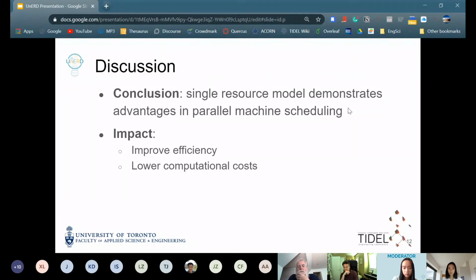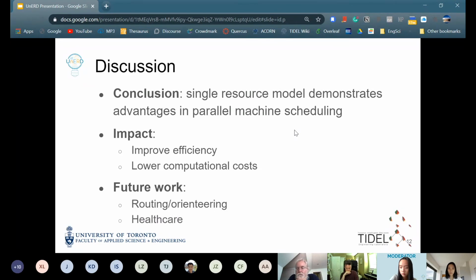With some analysis on our results and previous literature, we also suggest that the advantages of the single resource transformation will be more prominent in problems with similar setups as the EVRP. So as such, we propose the investigation of other routing problems where surgical scheduling in healthcare can be beneficial and useful for future work. All right, thank you.